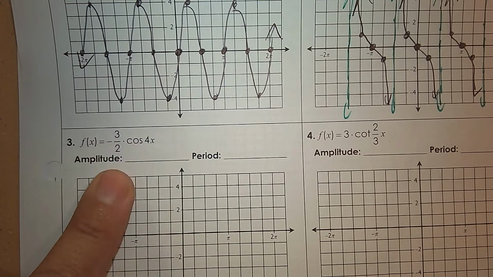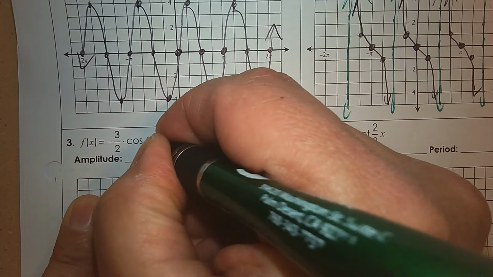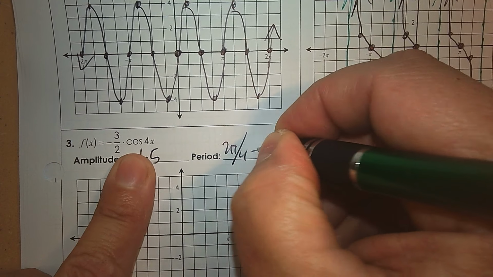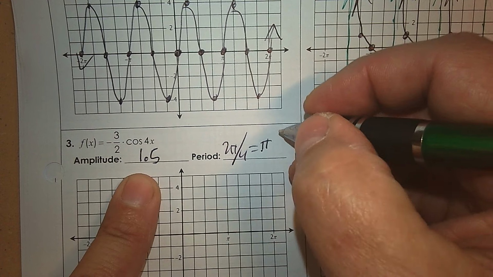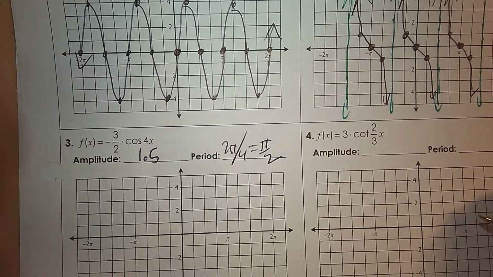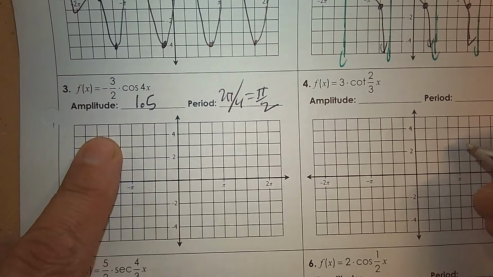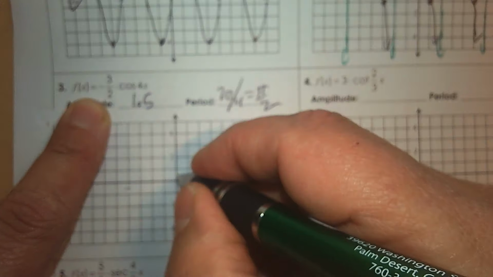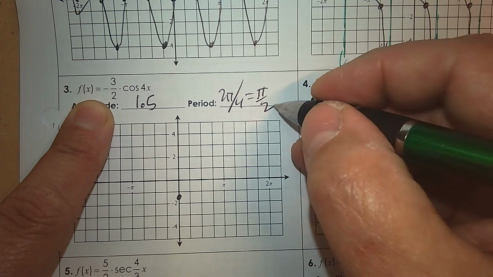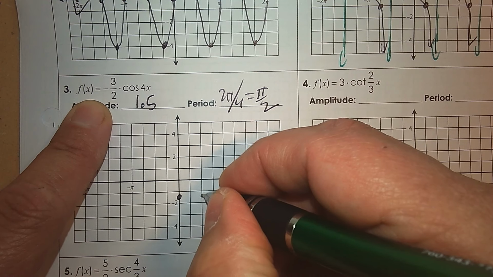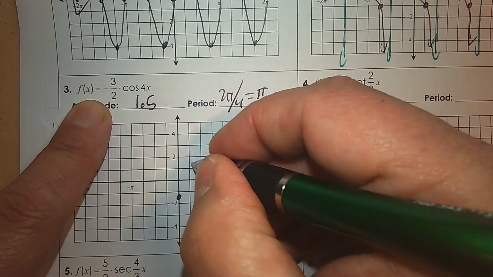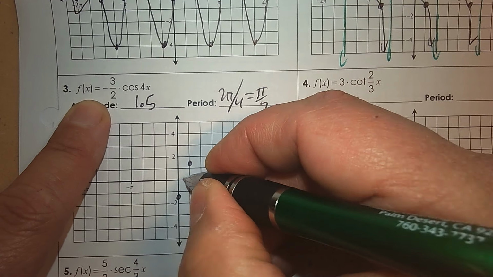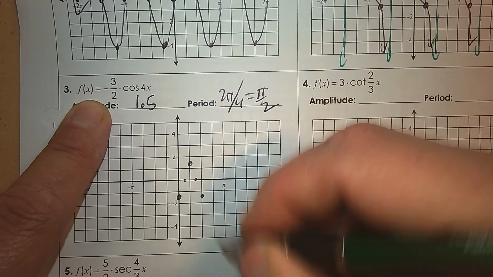Number 3. Cosine has an amplitude. Positive, so 1.5. The period is 2 pi, but we divided it by 4. So this is going to go up and down really quick. Pi over 2. So cosine starts either at the top or bottom. So since it's negative, it starts at the bottom at -1.5. At pi over 2 will be the end of it. So in the middle would go to +1.5. And then in between those would be my midline. So you can see how it's going to go up and down really quick.